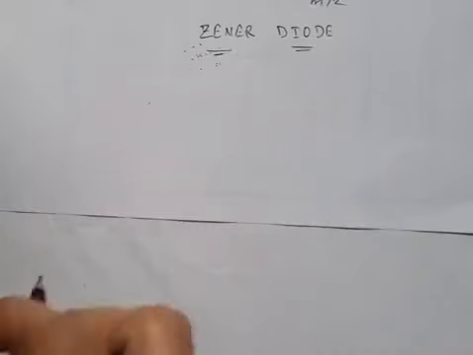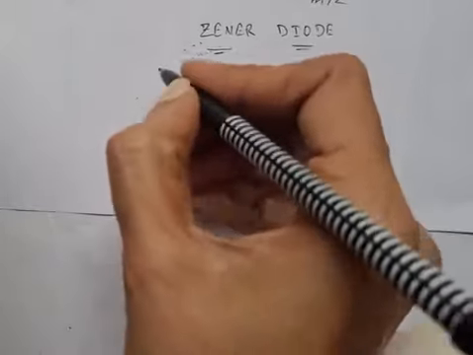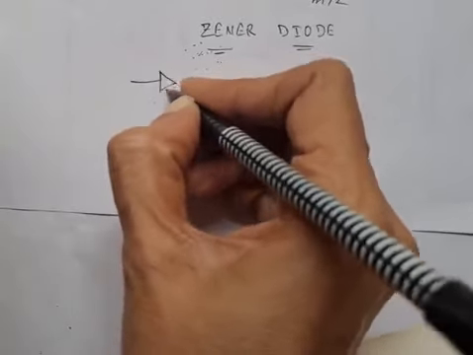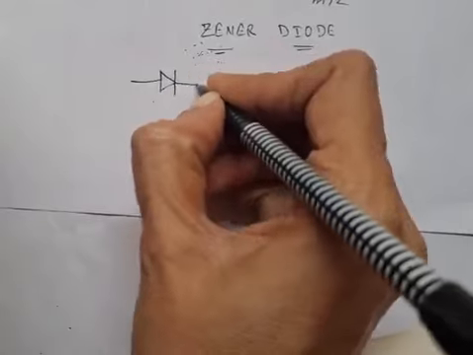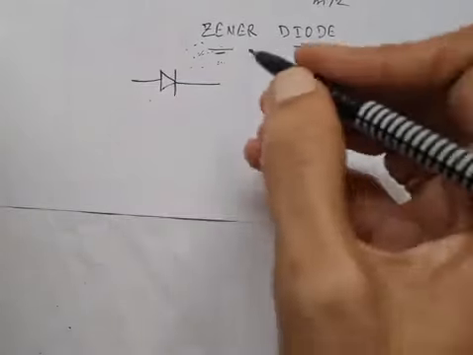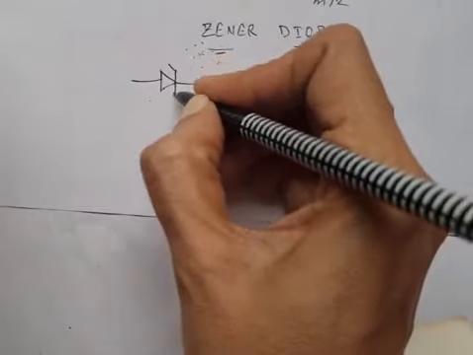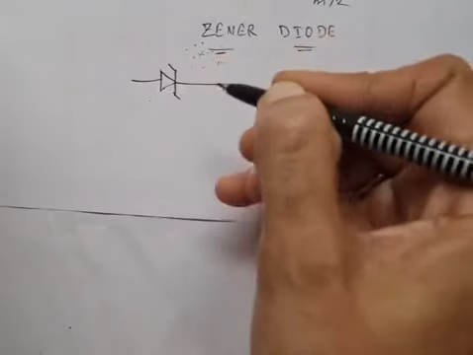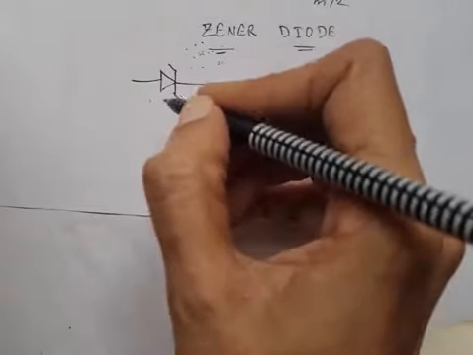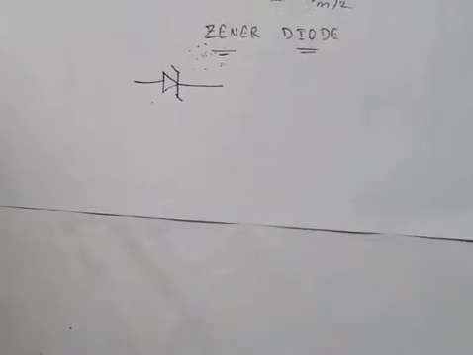First, what is the circuit symbol of a Zener diode? We know this is the PN junction diode, right? And in the Zener diode, the symbol varies a little bit, like this. This is the circuit symbol of a Zener diode.